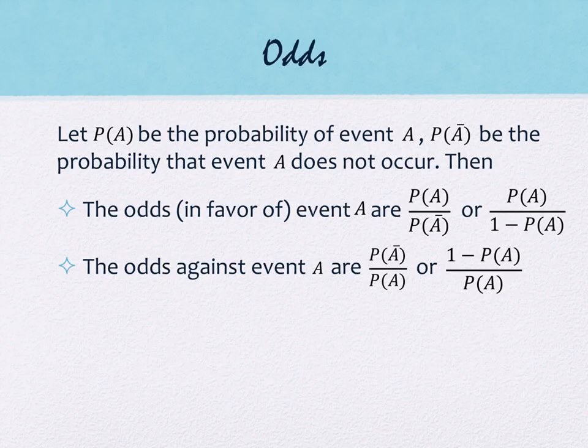So the definition of odds: the probability of A is what we've seen before, and the probability of A bar is the probability the event A does not occur. The odds in favor of an event are the probability of A compared to the probability of A complement, or the probability of A in ratio with 1 minus the probability of A. And then the odds against an event are just the reciprocal, just the flip of the fraction. So we have the probability that not A happens on top compared to the probability that it happens on bottom, or 1 minus the probability of A on top compared to the probability of A on bottom.